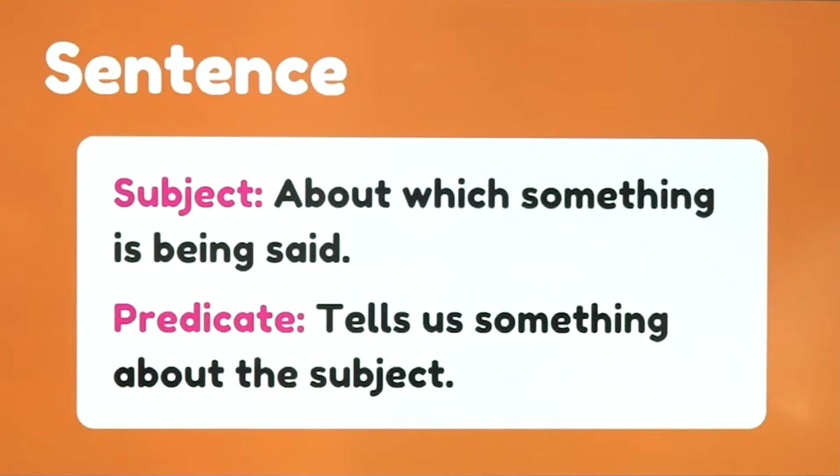So students, we have two parts in a sentence. First part is a subject and second part is a predicate. A subject is about which something is being said, means the subject is the main title of the sentence. And what is predicate? Predicate tells something about the subject. The subject is about whom or what we are talking, and the predicate tells what we are saying about the subject.